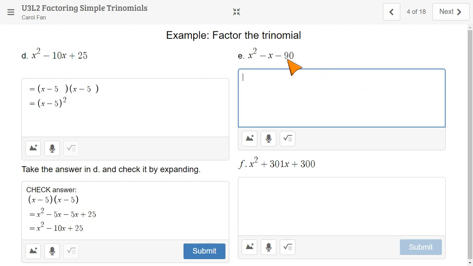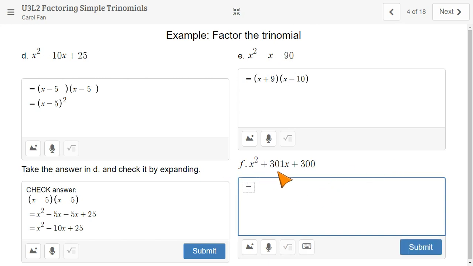Two more examples just quickly. x squared minus x minus 90. We're going to decide on the brackets by looking at the C term. C is negative. Since C is negative, I'm going to have mixed operations. Right, factors of 90 that can add to negative 1. One of the factors is positive, one of the factors is negative. Let's do negative 10 and 9, because negative 10 plus 9 gives us negative 1.